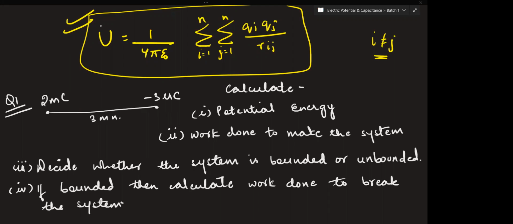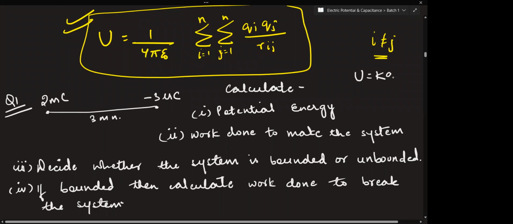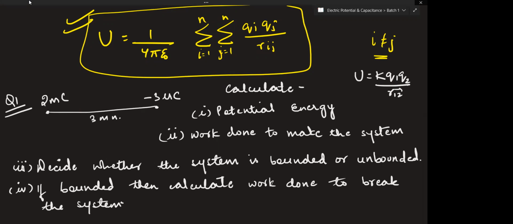See, I'll help you with the rest of the parts. First, at least all of you should submit me the answer of the first part. The general formula of potential energy is what? K Q1 Q2 divided by R12, whatever is the separation between them. K Q1 Q2 by R only. So that is the general formula.